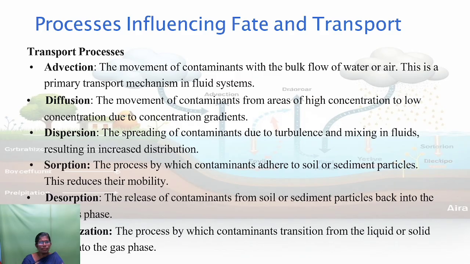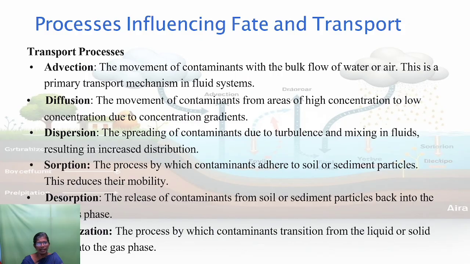Then processes influencing fate and transport. The transport processes include advection, diffusion, dispersion, sorption, desorption, volatilization. Advection is the bulk flow of water or air. The contaminant will flow along with the water or air. So with the bulk flow, it will be carried through long distances. Then diffusion is the movement of contaminants from an area of high concentration to low concentration due to concentration gradients. Dispersion is spreading due to turbulence and mixing of the fluids.